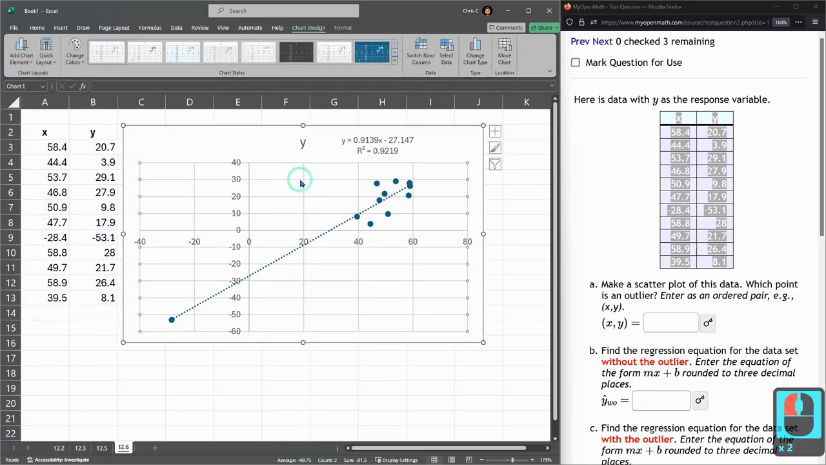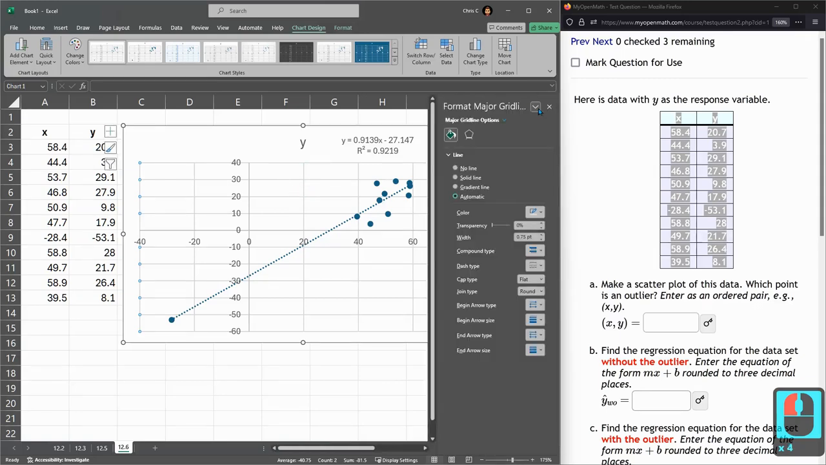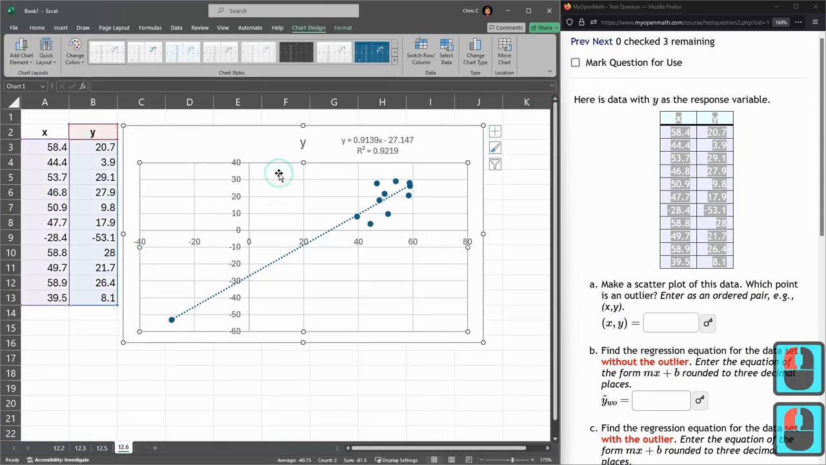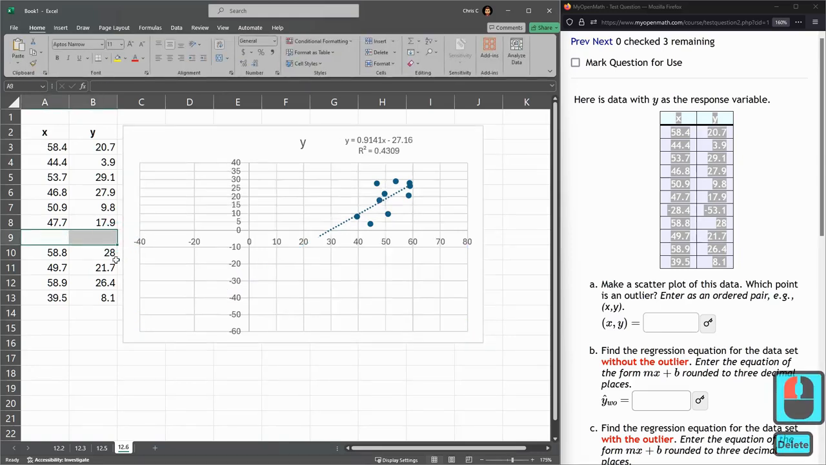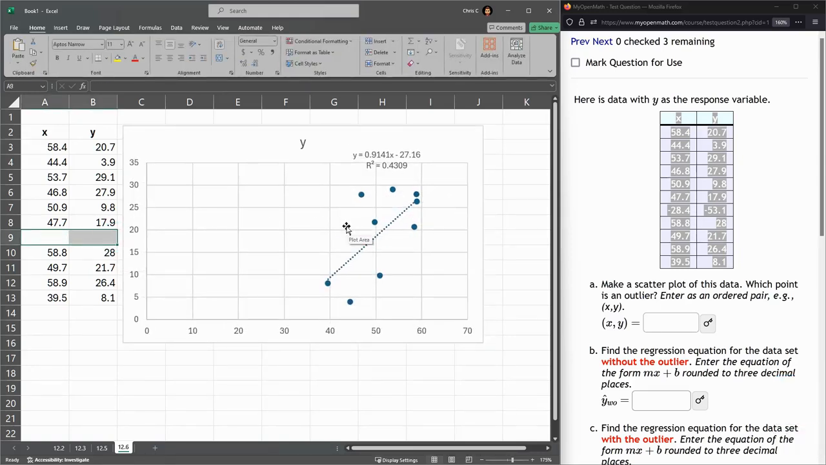If your outlier is up here, your y value is going to be bigger than it should be. If your outlier is down here, your y value is going to be much smaller than it should be. So it may be a little hard to track it down. If I delete it, if you notice, that graph changed a lot.